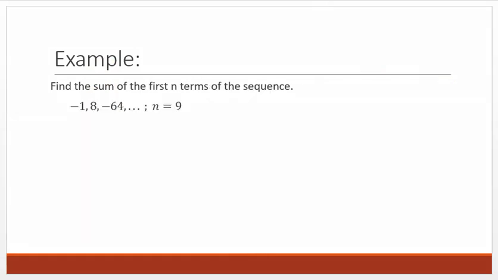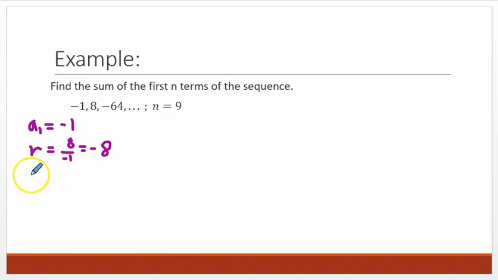Now here's a second example. They've given us slightly different information this time. Now I still know a sub 1, because that's negative 1 in this case. We can still figure out r. They didn't tell me what r is, but I should be able to pick a number and divide by the one in front. So no matter which number you pick, if you divide by the number in front, in this case, you're going to get negative 8. So this is a pattern of multiplying by negative 8 over and over and over again.